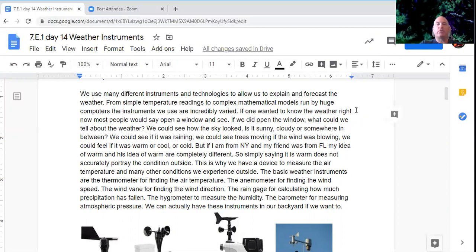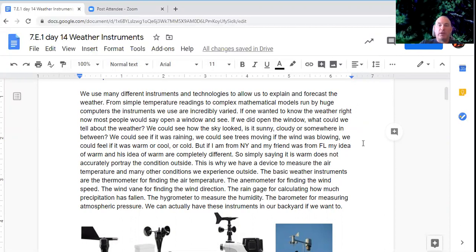If one wanted to know the weather right now, most people would say, open a window and look out and see. So if we did open a window, what could we tell about the weather? Well, we could see how the sky looks. Is it sunny or cloudy or somewhere in between? We could tell if it's raining, and we could see trees moving if the wind was blowing. We could feel if it was warm or cool or cold.